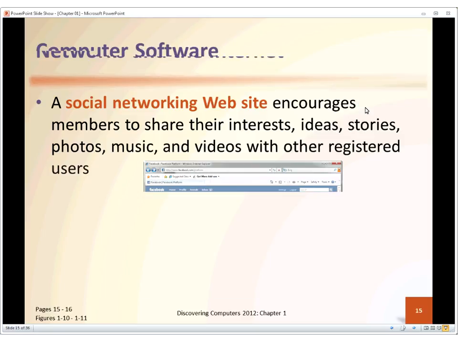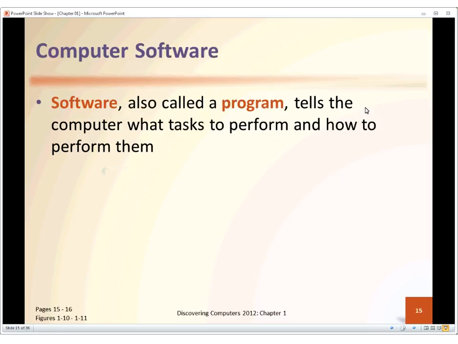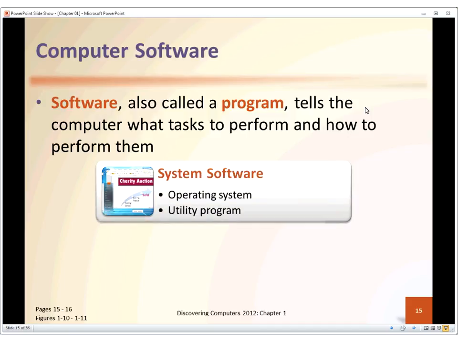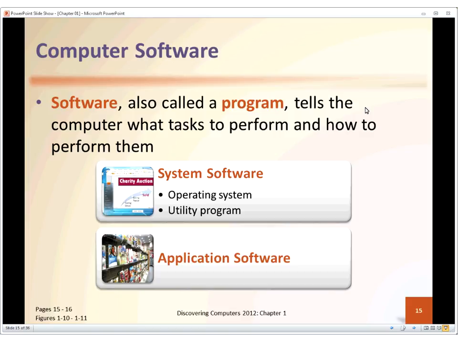All right, next topic in Chapter 1 is on computer software. So we look at the hardware and the components, the physical parts, things you can touch. Computers don't run without software. The software is also called a program that tells the computer what to do and how to do it. There's two types of software categories. There's system software, that's the operating system, and the utility programs that go along with it. And then there's application software. That's software that is designed for a specific purpose.